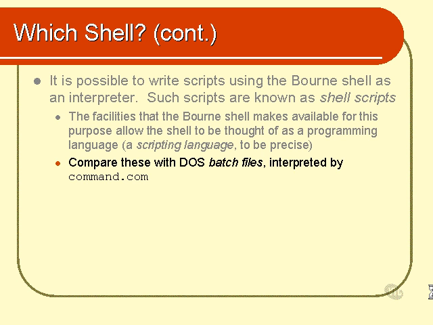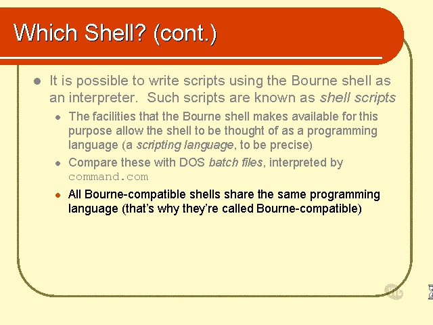There are many other scripting languages in the world, and there are even scripting languages that have relation to shells. In the DOS world, you'll find that the command.com shell is also a scripting language. It allows the user to create batch files using that particular language. Batch files are extremely rudimentary in comparison to Bourne shell scripts. Also, it should be mentioned that all Bourne-compatible shells, in other words, bash and the Korn shell and so forth, all share the same programming language, and that is indeed why they're called Bourne-compatible shells.